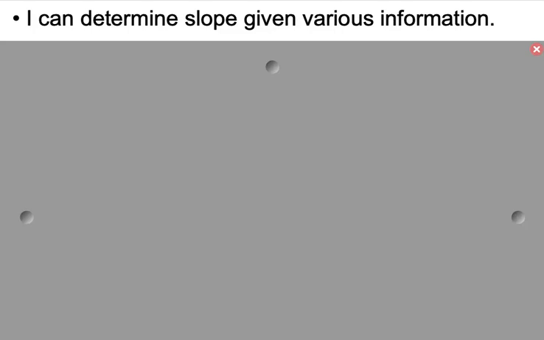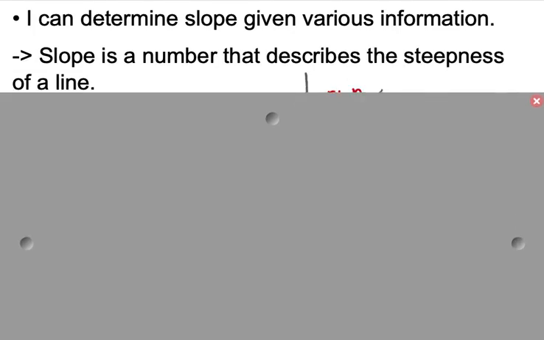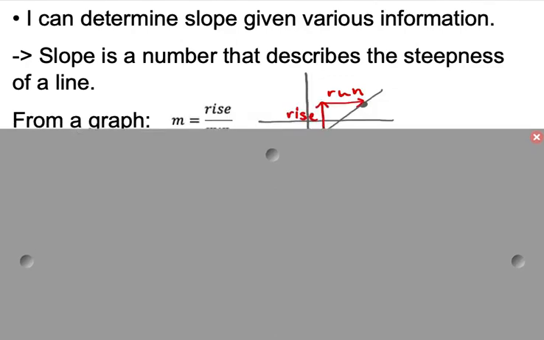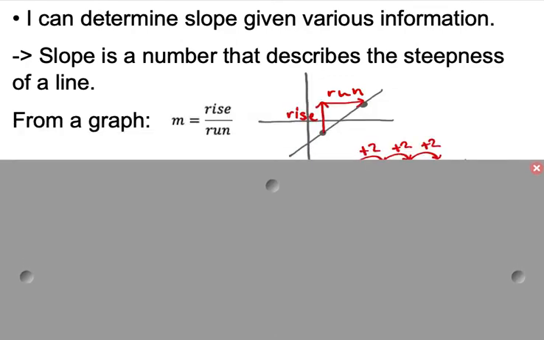So here's the rundown. First, slope is a number that describes the steepness of a line. That's important to understand. First, we're going to talk about how to do it from a graph. From a graph, you're going to use rise over run. On the graph, you can draw a little right triangle, and then you can see your rise is how much you change going up or down, and run is how much you change going left or right. And they can be negative if they're going down or if they're going to the left.